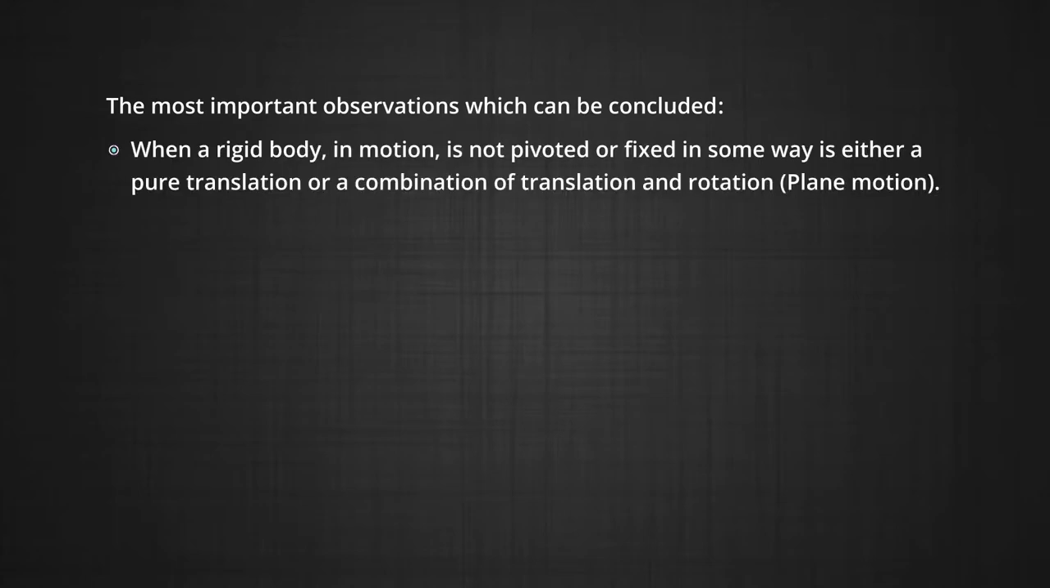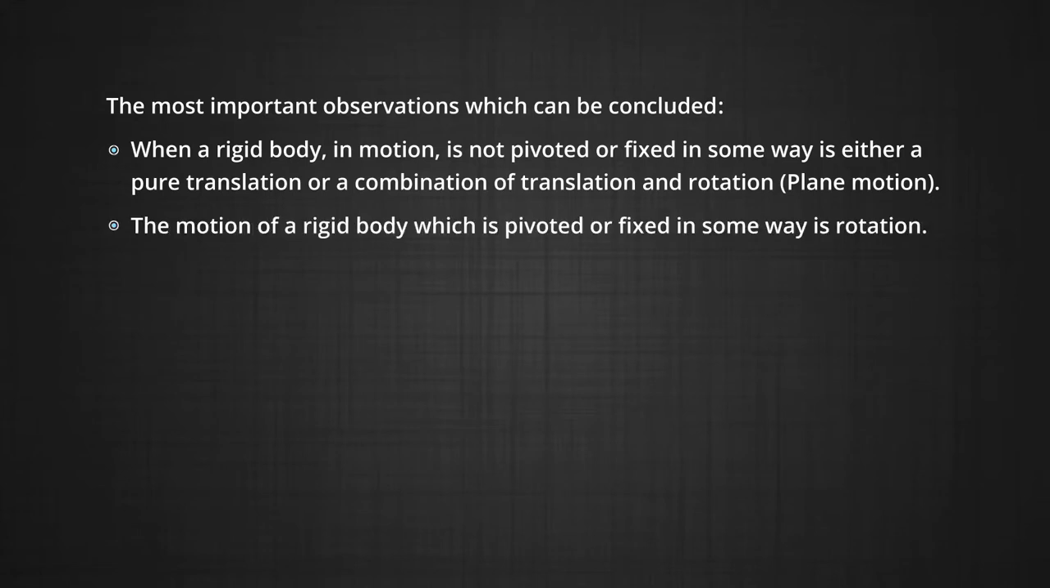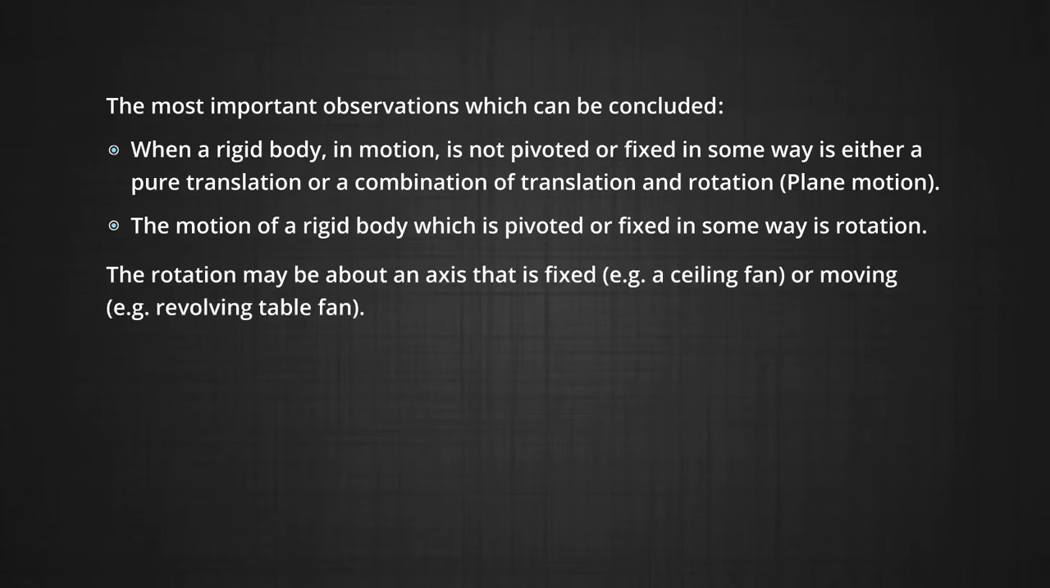We can say that the most important observation which can be concluded from the above is that when a rigid body is in motion and is not pivoted or fixed in some way, its motion is either a pure translation or a combination of translation and rotation, which is said to be plane motion. The motion of a rigid body which is pivoted or fixed in some way is rotation. The rotation may be about an axis that is fixed, for example, for a ceiling fan, or a moving axis, which is the case for an oscillating table fan. We shall in this unit consider rotational motion about a fixed axis only, unless stated otherwise.